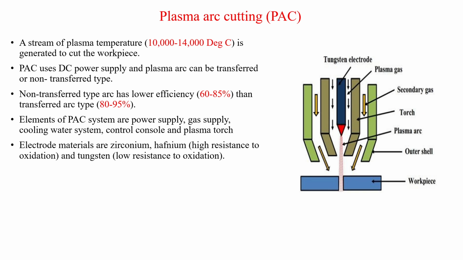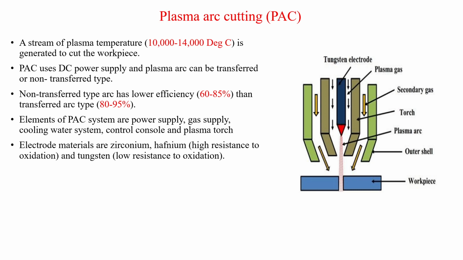Basically, it has two types: the non-transfer type DC power supply or the transfer type. It is a very important point. The non-transfer type has lower efficiency, 60 to 85%, than the transfer type arc, which is 80 to 95%. It is a type of plasma arc welding in which the non-transfer type has lower efficiency, 60 to 85%, than the transfer type, 80 to 95%.